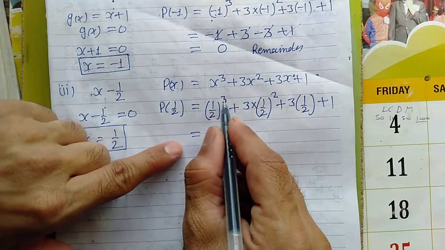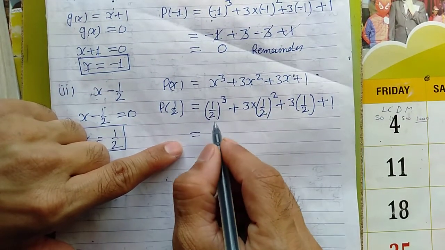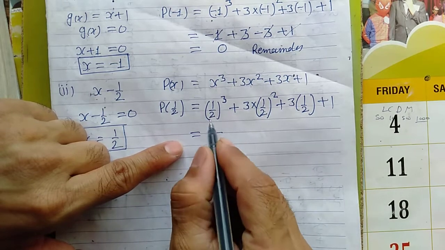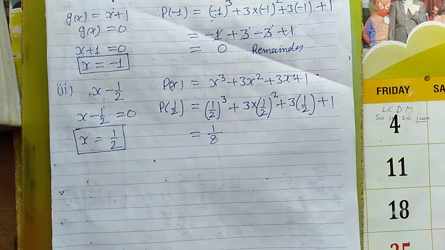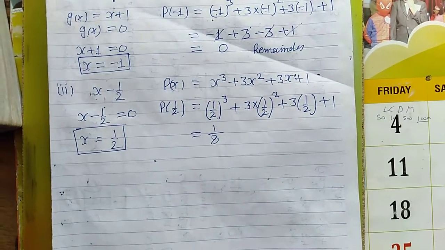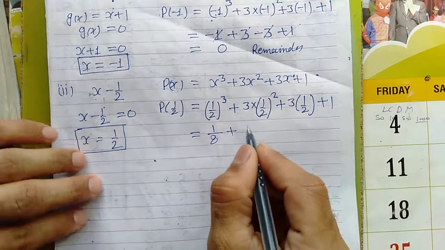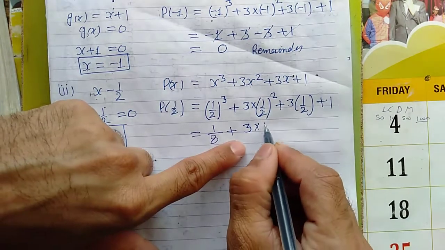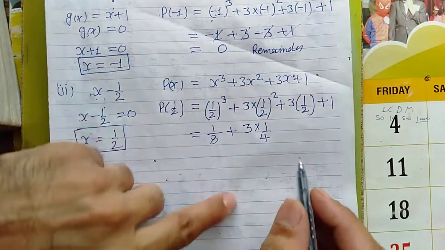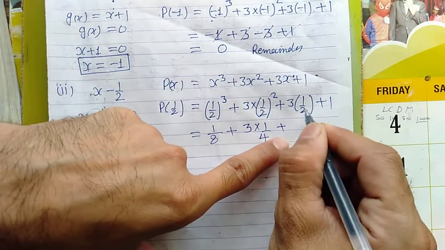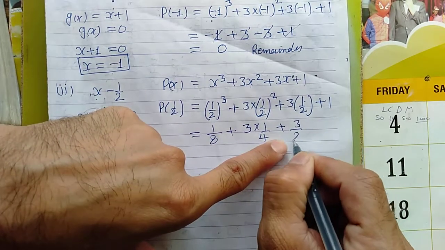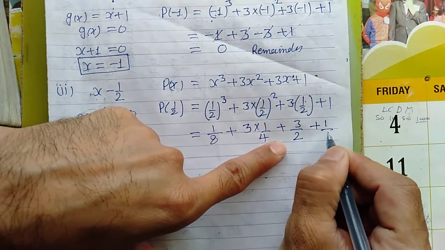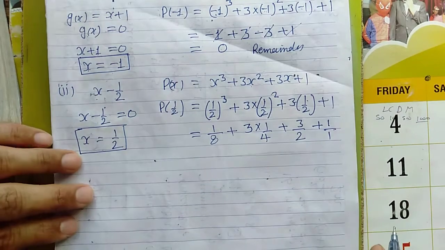Let's solve. When we multiply by 2 three times, this will be 1 upon 8, 2 2s are 4 and 4 2s are 8. Similarly, when we solve this, what will come: 3 multiplied by 1 upon 2 means 1 upon 4, this is squared, plus 3 1s are 3, 3 upon 2, and plus 1, we can write here 1 upon 1.